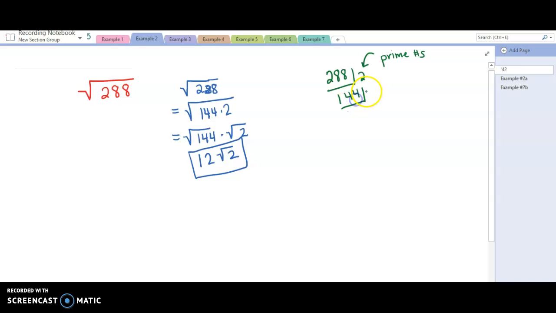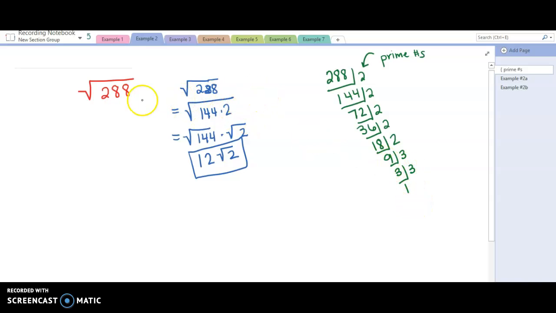2 goes into 144 72 times. 2 goes into 72 36 times. 2 goes into 36 18 times. 2 goes into that 9 times. 3 goes into 9 3 times. 3 goes into 3 once. When we get to 1, we're done.